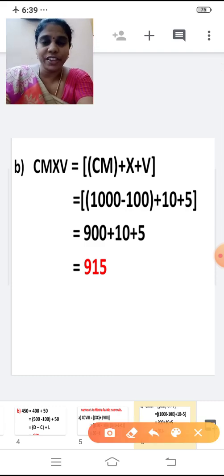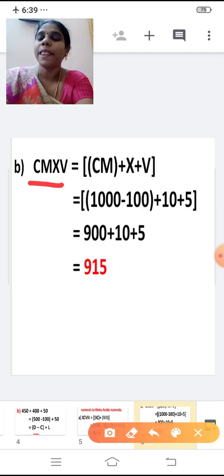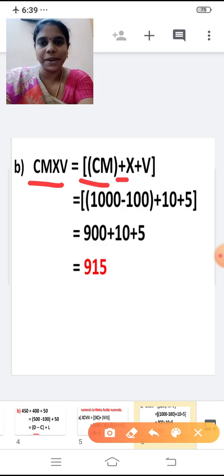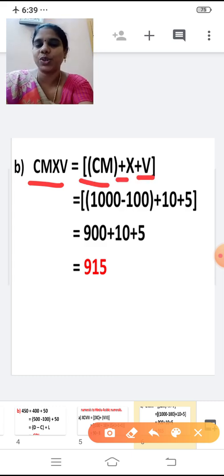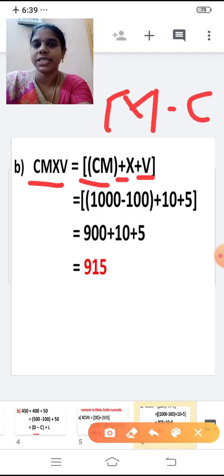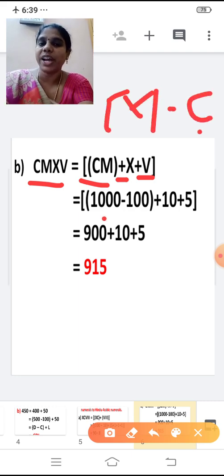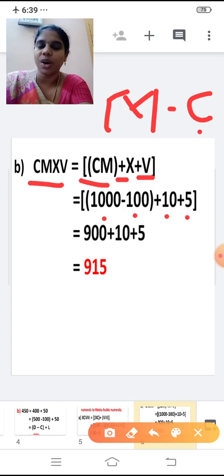First step, if there are two or more symbols, you can add that directly. Here I'm taking CM separately because the smaller symbol C is placed before the larger one. So CM plus X plus V. The value of CM is M minus C. The value of M is 1000 and the value of C is 100, plus X plus V, 10 plus 5. Now add all together, 1000 minus 100 is 900 plus 10 plus 5. 900 plus 10, 910 plus 5, 915.